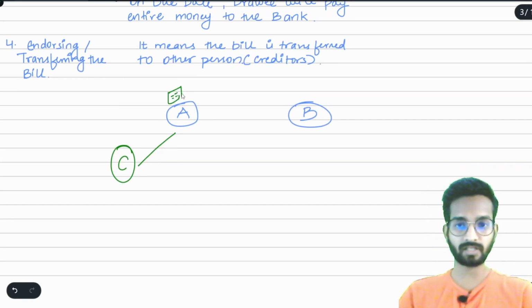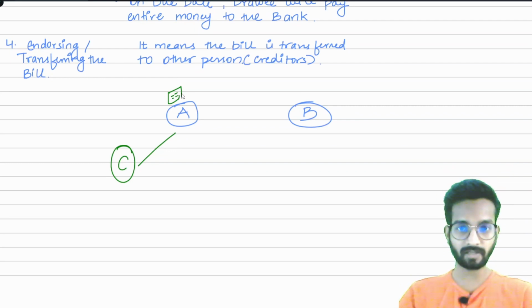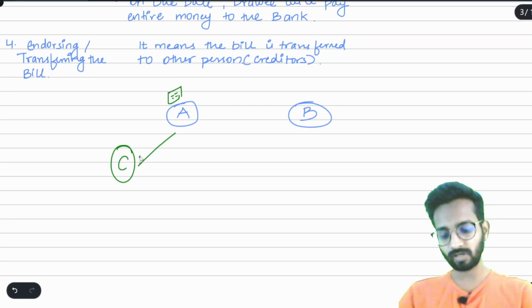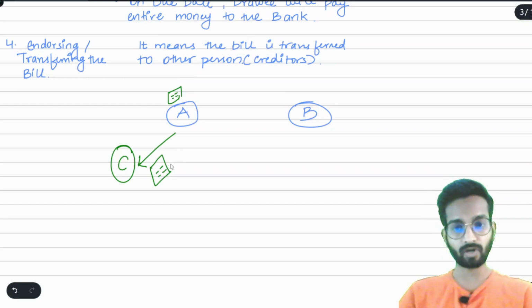A tells C, see, I do not have any cash. So if you want any money right now, I do not have it in cash, I only have a bill. Do you want the bill? C says, okay, give the bill. So what does A do? A transfers that bill to whom? To C. What will happen on the due date?